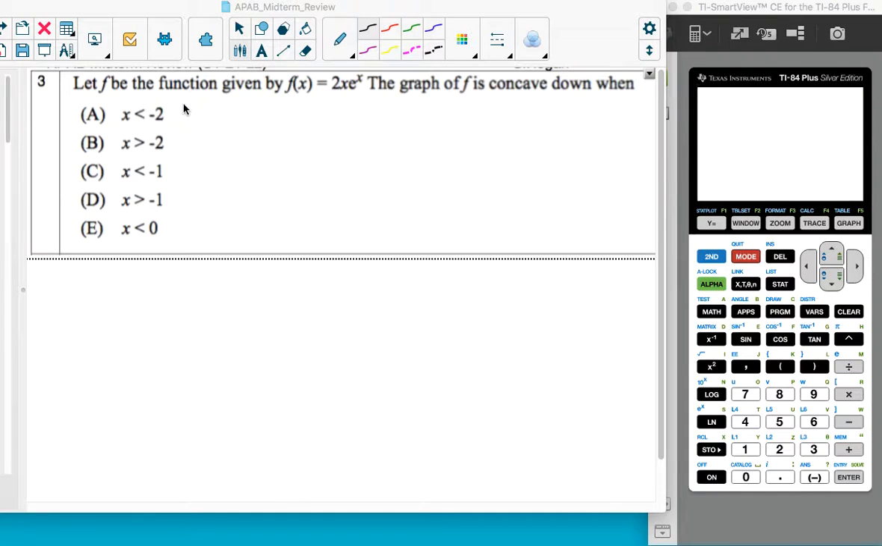All right, this is AP AB Calculus. We are doing the midterm review, and this is multiple choice question number 3, which is non-calculator. So in this problem, we're given f, and we're asked when the graph of f is concave down.